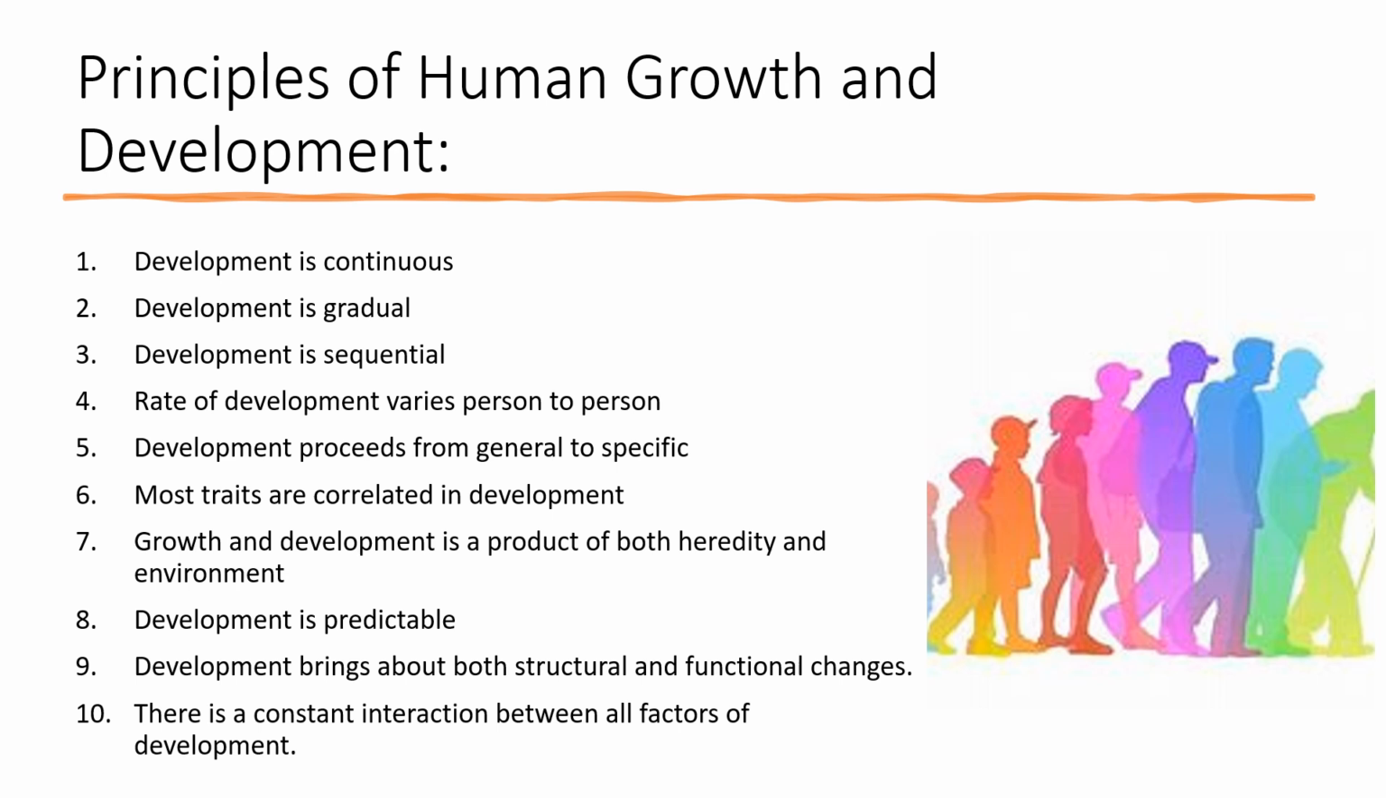And there is a consistent interaction between all factors of development. Meaning when we grow physically, our brain develops, our body parts develop accordingly, our motor development develops, and also our cognition develops, our socio-emotional interaction develops, and our behavior develops. So all are interacting with each other constantly.